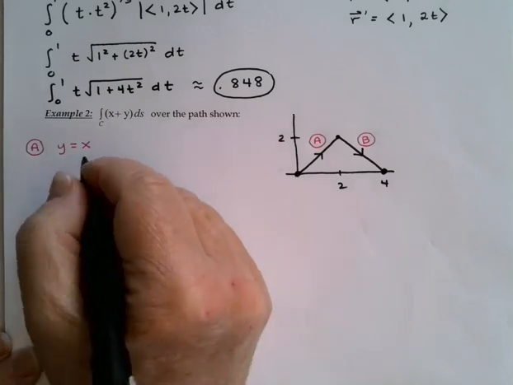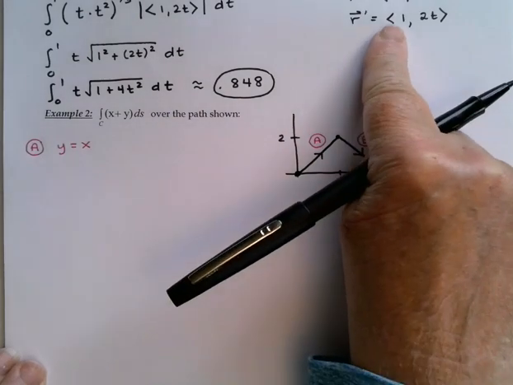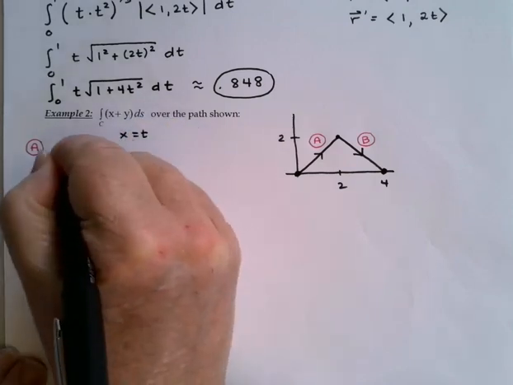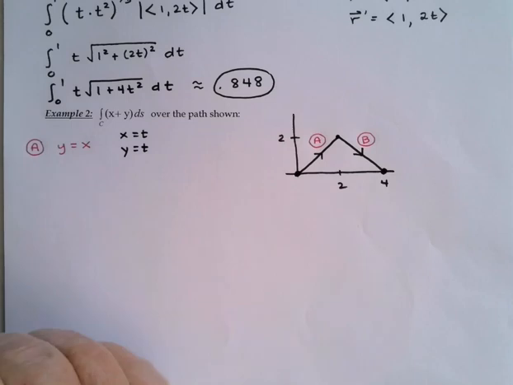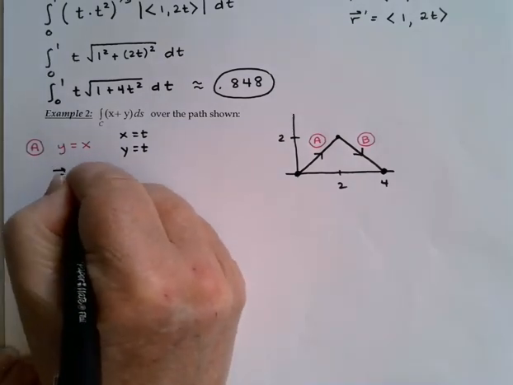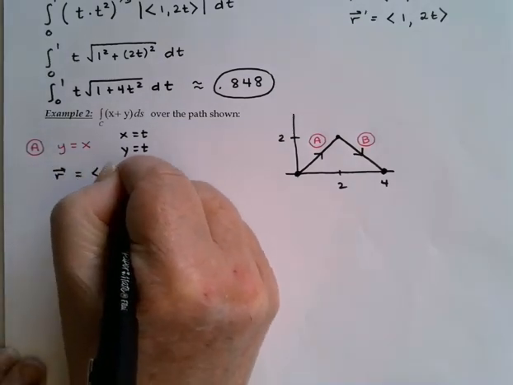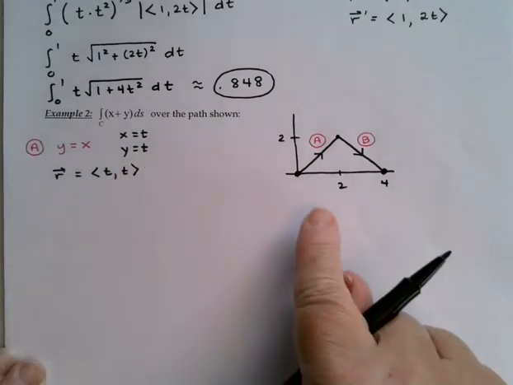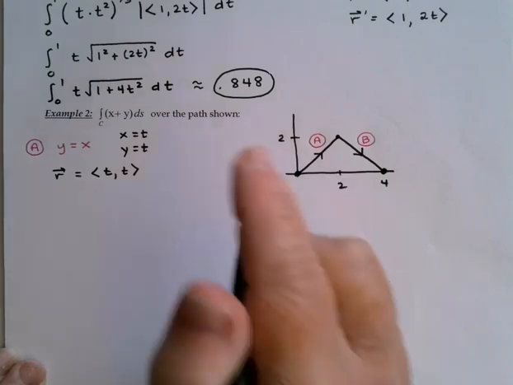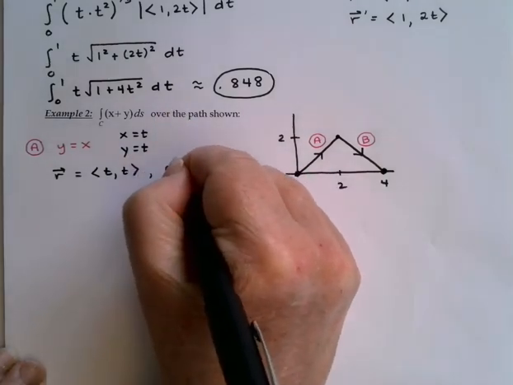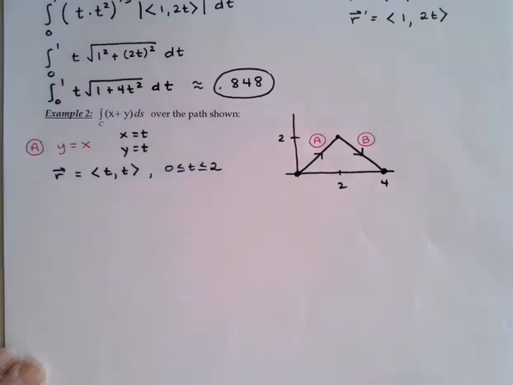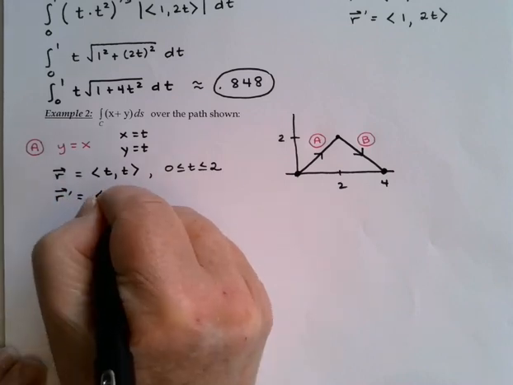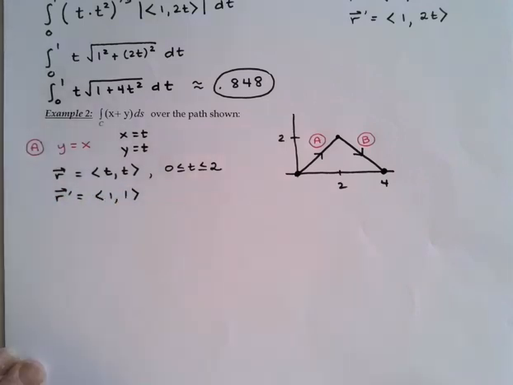All right, let's parameterize our path. We need an r, just like we got over here. So if I let x equal t, then y is also going to be t. And that means r is just t comma t. And I probably should start putting my intervals in here. Since x is t and x goes from 0 to 2, t will also go from 0 to 2. We know we're going to need r prime, so let me just write it down here. That would be 1, 1.